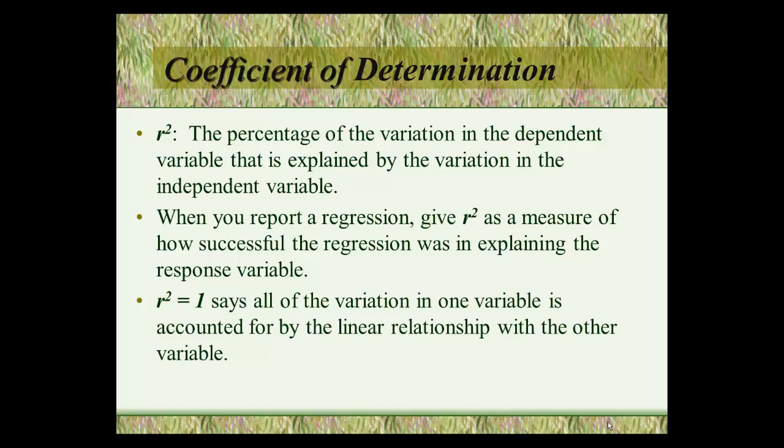When you report a regression, give r squared as a measure of how successful the regression was in explaining the response variable. An r squared of 1 says that the variation in one variable is completely accounted for by the linear relationship with the other variable. More to come on r squared and linear regression as time goes by here, but for now we're going to sign this one off and do some exercises in class with this information next class meeting.